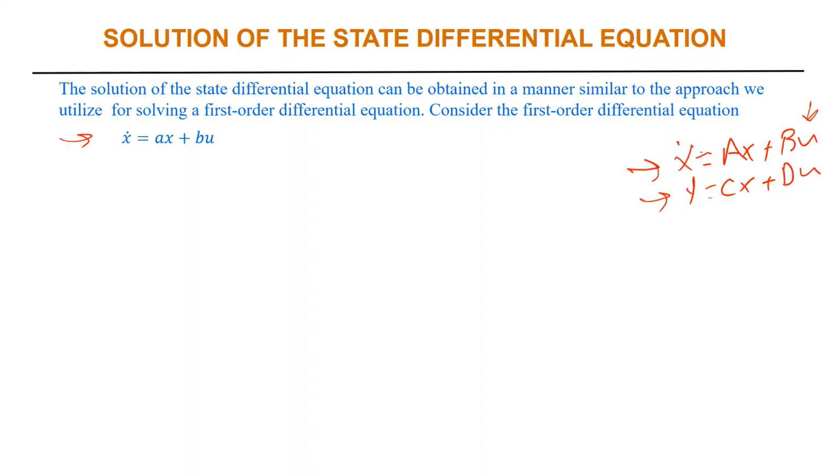So if I want to solve this differential equation, let me take the Laplace transform. What is the Laplace transform going to be? sX(s) minus the initial condition. We assume the initial condition to be 0, right? No, we are not taking a transfer function. We are solving a system, so this is x of 0, equal to Ax(s).